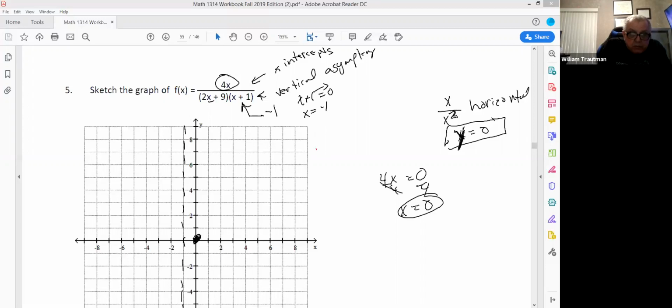There's also another vertical asymptote: 2x plus 9 equals 0. First, you take the 9 to the other side, and then you divide by 2. We're solving, and x equals -9 over 2. -9 over 2 is the same thing as saying -4.5, which is right here. There is a vertical asymptote that goes through there. This is -9 over 2, -4.5.